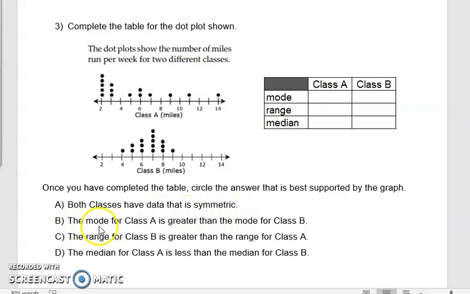The mode for Class A is greater, más que, the mode for Class B. The range for Class B is greater than the range for Class A. The median for Class A is less than, es menos que, the median for Class B.